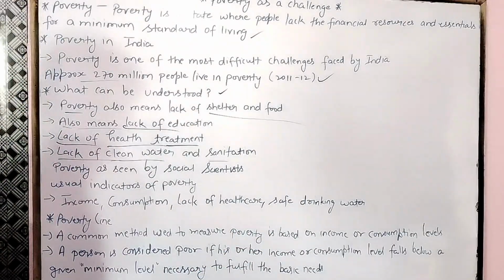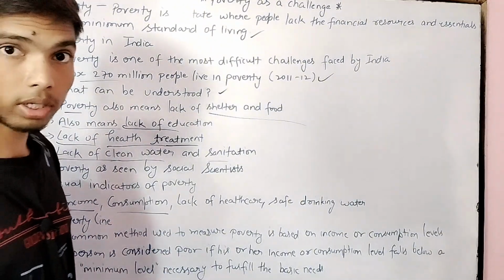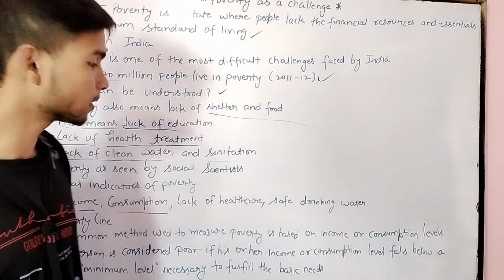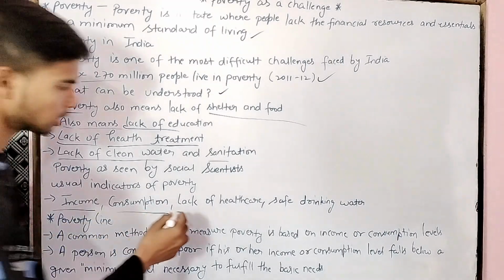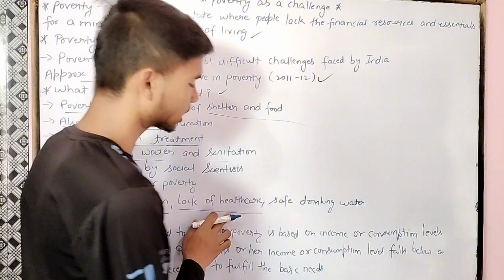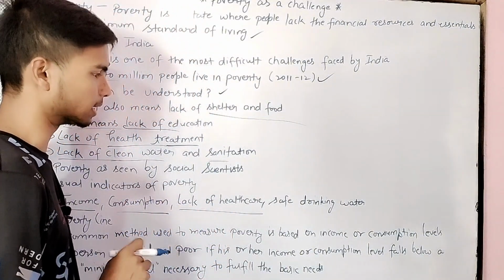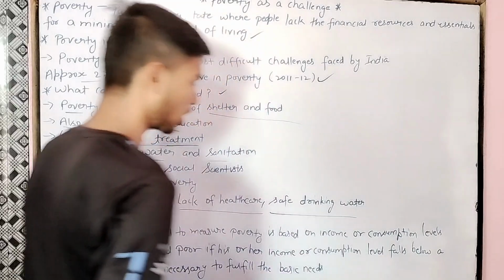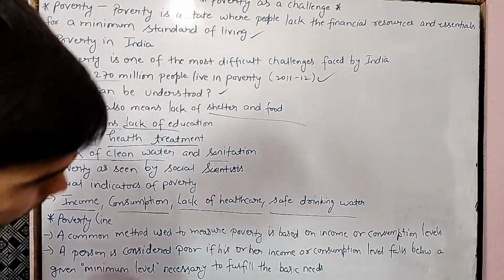Income, consumption, lack of healthcare. So income and consumption, about these we haven't defined yet. Lack of healthcare, we understood, we defined. About safe drinking water, we had defined.